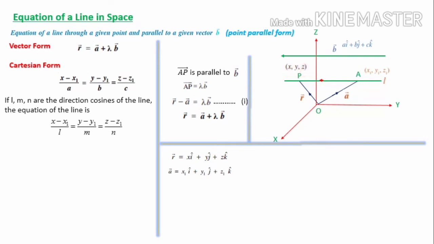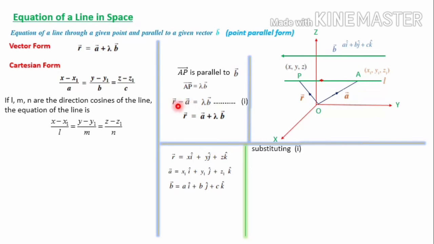So vector R is equal to xi plus yj plus zk. And vector A, the position vector of A, whose coordinates are x1, y1, z1, we can write as x1 i cap plus y1 j cap plus z1 k cap. Then vector B we have taken as a i cap plus b j cap plus c k cap. Let's substitute in equation number 1: vector R minus vector A is equal to lambda into vector B.